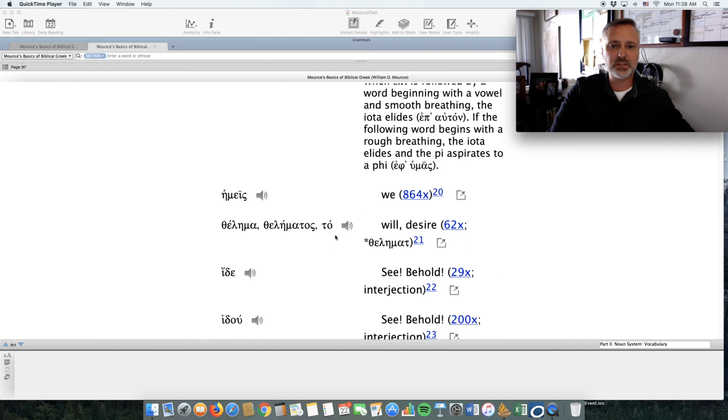So that's epi. Okay, hemas, hemas. We went through the paradigm of this. This is the first person personal pronoun. Actually, this is the first person plural, hemas.